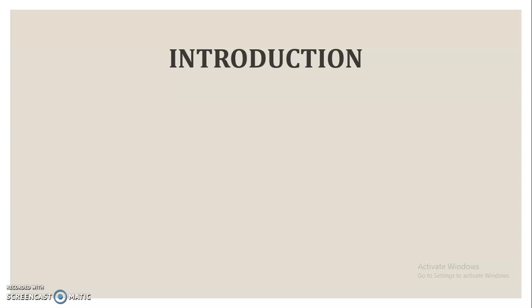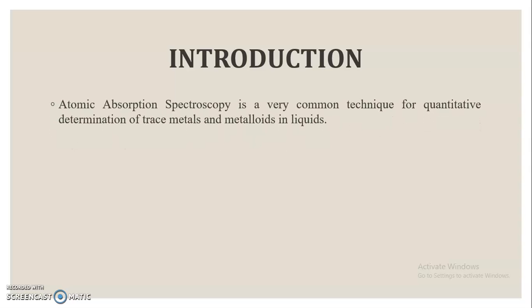Now, first we will see the introduction of atomic absorption spectroscopy. Atomic absorption spectroscopy is a very common technique for quantitative determination of trace metals. We can measure metals available in parts per million, that is ppm, then ppt, that is parts per trillion, and also metalloids in the liquid. This is one of the advantages of atomic absorption spectroscopy. It is very reliable and very simple to use. That's why it is the commonly used technique for the determination of different trace elements.